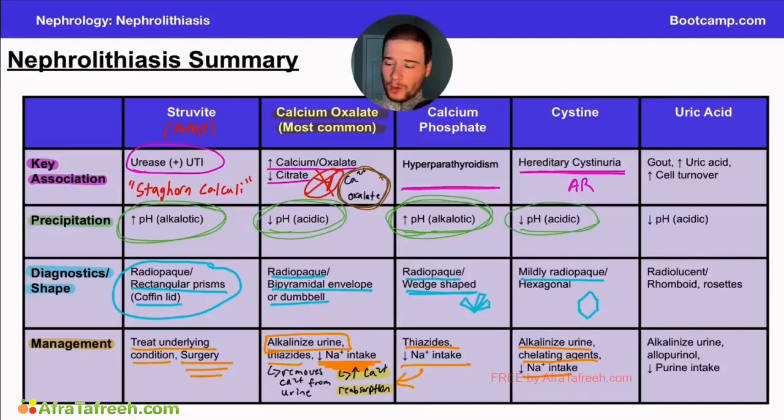And finally, the last stone we're going to talk about in this video is that of the uric acid stone. A couple key associations to remember here is that anything that causes a state of hyperuricemia, such as gout or increased uric acid levels, or potentially increased cell turnover, can increase our chance of uric acid stone formation. Increased cell turnover is referring to things such as tumor lysis syndrome or potentially leukemia.